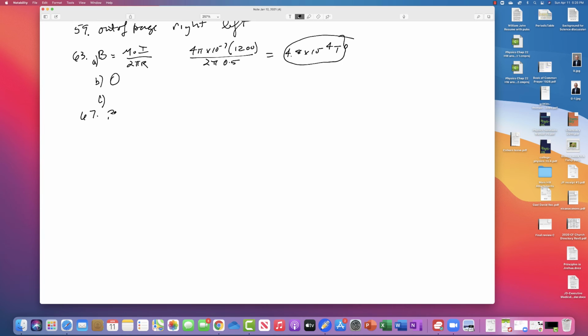So the field is equal to mu 0 I over 2 times R. Not 2 pi in this case, but 2 times R. And so you have 4 pi times 10 to the minus 7 times 5 amps divided by 2 times 0.100. And if you do the math here, you get 3.14 times 10 to the minus 5 Tesla.